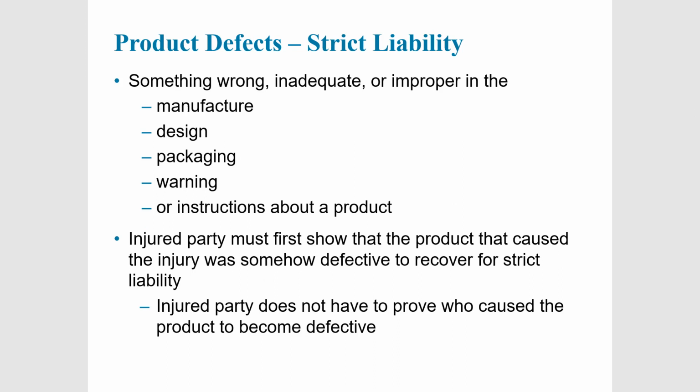So looking at product defects, and we're still looking under strict liability here, but we're showing that something was wrong, inadequate, or improper in the manufacture, design, packaging, warning, or instructions about a product. Now, if I'm suing for negligence, I just have to show that not only was something wrong, but that the manufacturer was aware of it, or they should have been aware of it, or they didn't test it properly, or something happened. The manufacturer was negligent in some way. If I'm suing for strict liability in a state other than North Carolina, I don't even have to show that. I just have to show that injury was caused and that there was a defect that existed, and I can potentially get an award of damages.